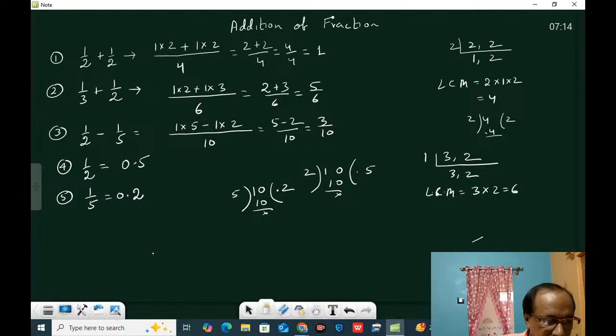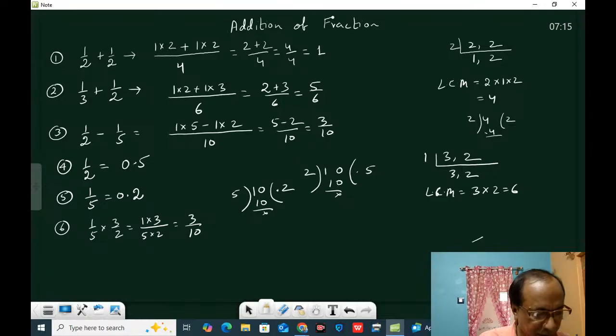Besides that, we have other things, like how to find the product. Suppose I want to find the product. The product can be written as 1 by 5 into 3 by 2. How to multiply? 1 into 3 by 5 into 2. That is 3, since 1 threes are 3, and 5 twos are 10. In this way we have to multiply.